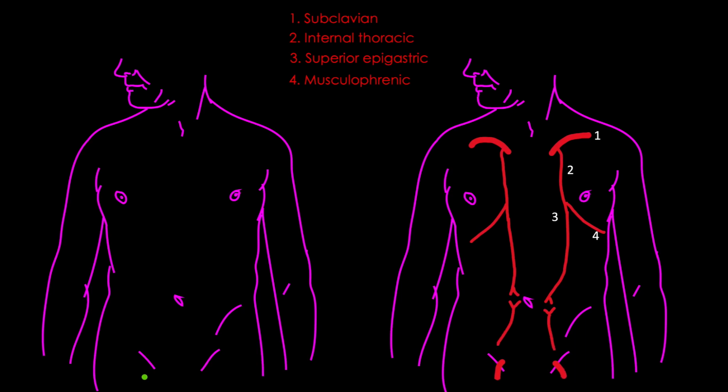Now below, what happens? From the external iliac, we have these inferior epigastric arteries, and they run upwards.